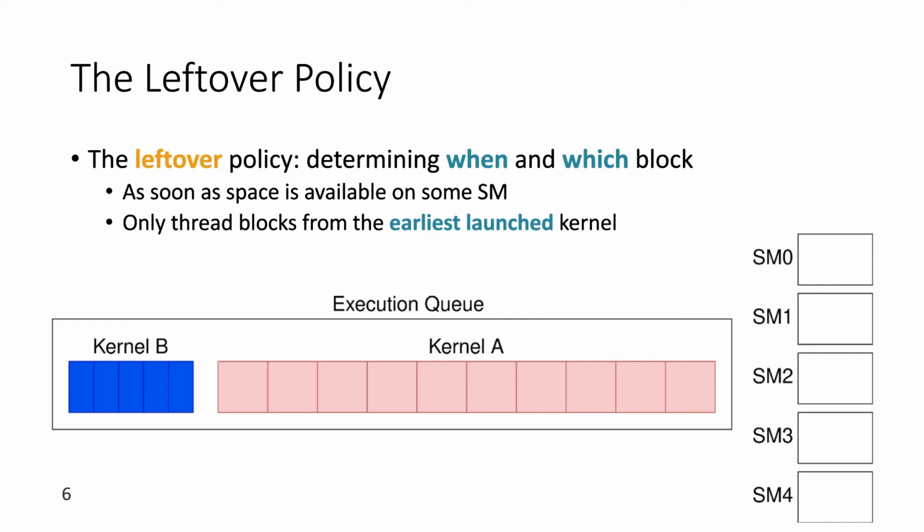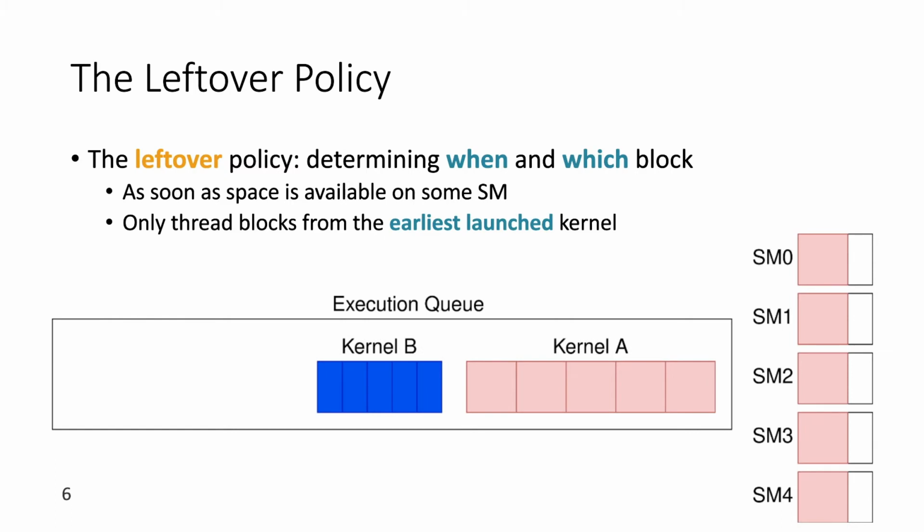This is true even if there's enough space for blocks of the second kernel, but not of the first, as we can see from this simple example. Here, we see that there is enough space to schedule a block of kernel A to each SM, so 5 of them are placed onto the SMs.